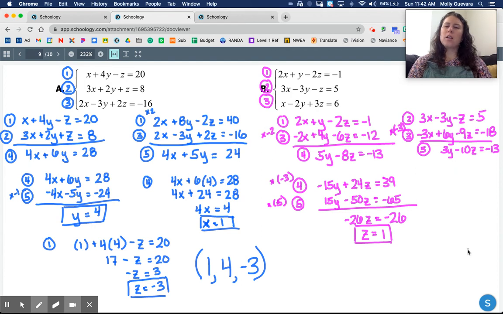Perfect. Once I know z, I can plug it back into equation 4 or equation 5. I'm going to use equation 4, right? So 5y minus 8 times 1, which is just 8, equals negative 13. I'm going to add 8 to the other side. So I get 5y is equal to negative 5. So y is equal to negative 1.